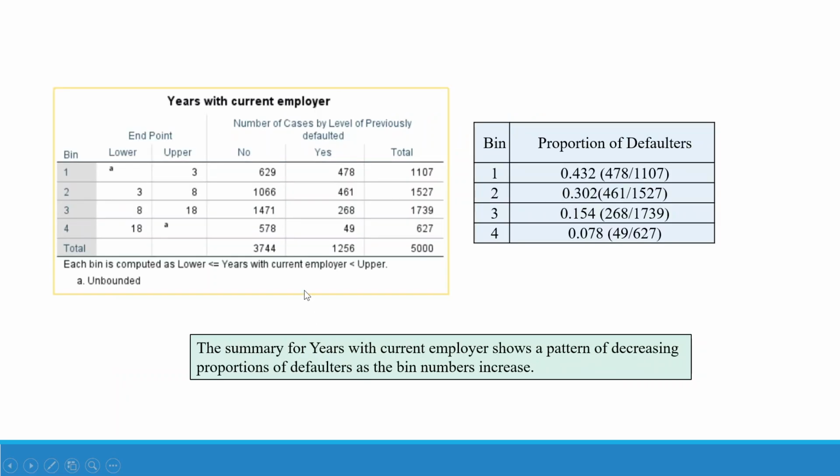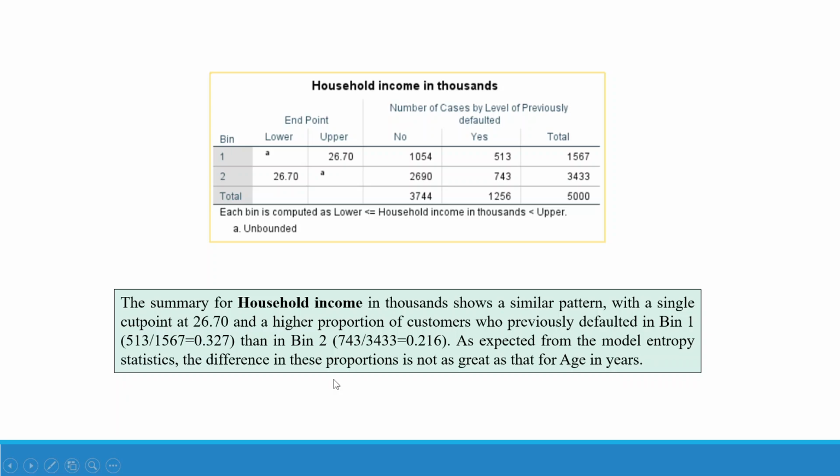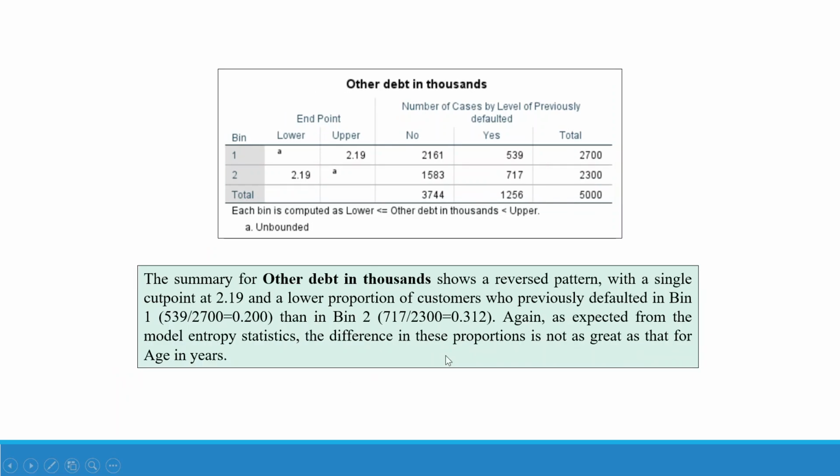In the case of years at current employer, the difference was very large. Similarly, for age in years, the difference was large, 0.361 and 0.191. In this case, the difference is not so large.